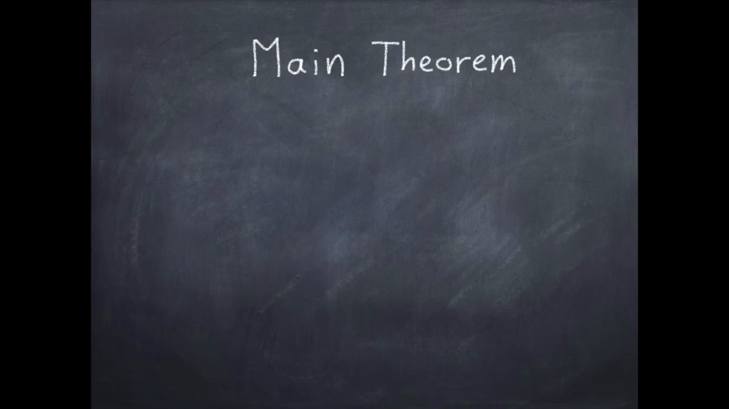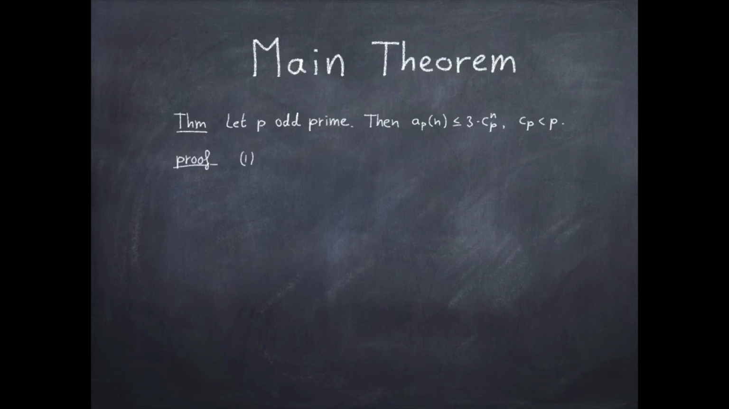Okay, we're now ready to prove the main theorem. Let p be an odd prime. We'll prove that the maximum size of a cap set is bounded by 3 times c_p to the n, where c_p is a constant strictly smaller than p. The proof will consist of two parts. In the first part we'll upper bound the maximum size of a cap set by 3 times the number of monomials of degree at most (p minus 1)n over 3. In the second part we'll bound this number of monomials by c_p to the n for some constant c_p strictly smaller than p.